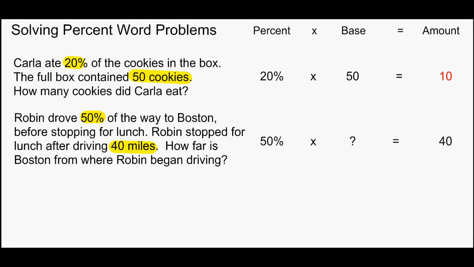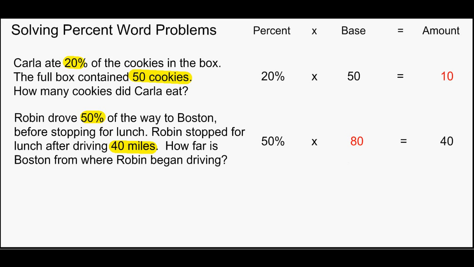Robin drove 50% of the way to Boston before stopping for lunch. Robin stopped for lunch after 40 miles. How far is Boston from where Robin began driving? 50% is our percent. Our base, the total distance, is unknown. The amount of miles that she drove is 40. Let's take 40, our amount, divide it by the decimal form of the percent, 50/100, equaling 80. The total distance from where Robin began to Boston is 80 miles.